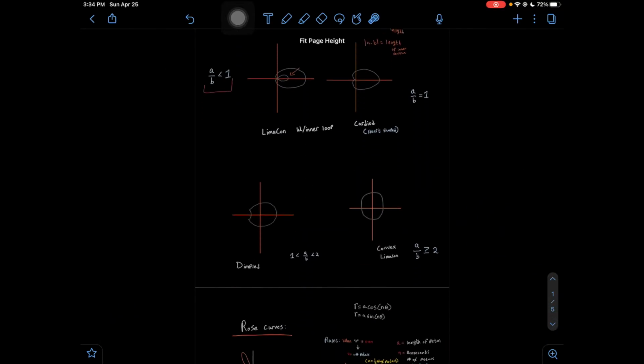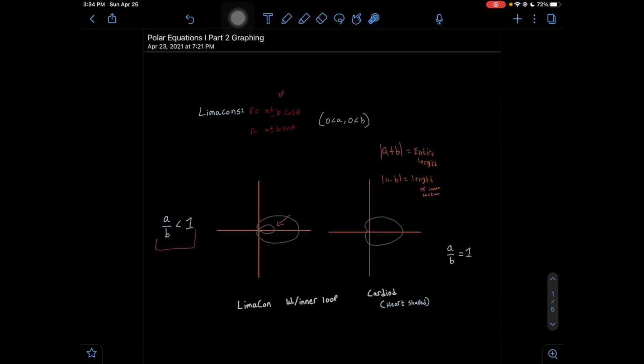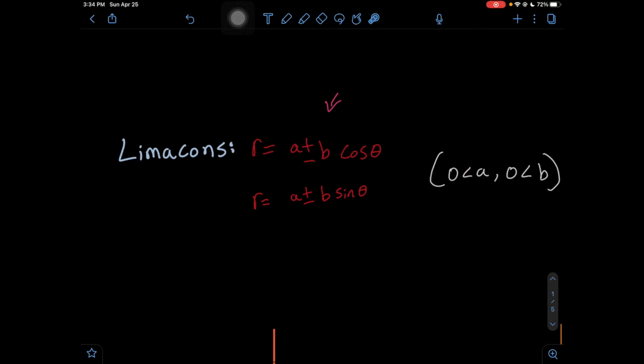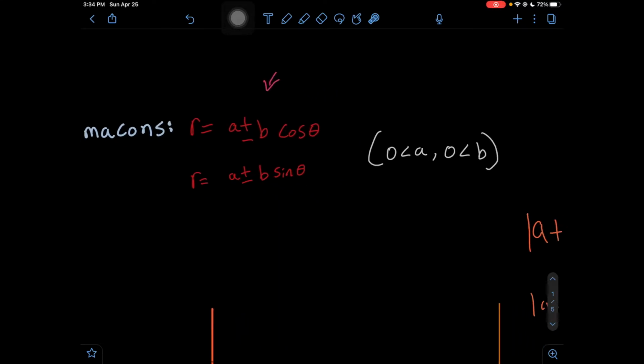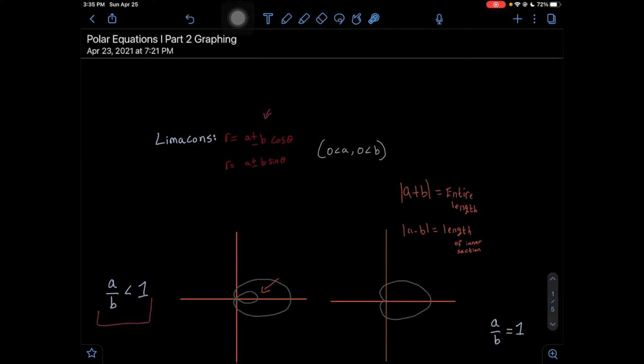In limaçons, there are 4 different types, those being a limaçon with an inner loop, a cardioid limaçon, also known as a heart-shaped limaçon, as well as a dimpled limaçon and a convex limaçon. To start off, let's look at the basic equation for a limaçon. The basic equation is r equals a plus or minus b cosine of theta, or r equals a plus or minus b sine of theta. Also, a is going to be greater than 0, as well as b is going to be greater than 0.